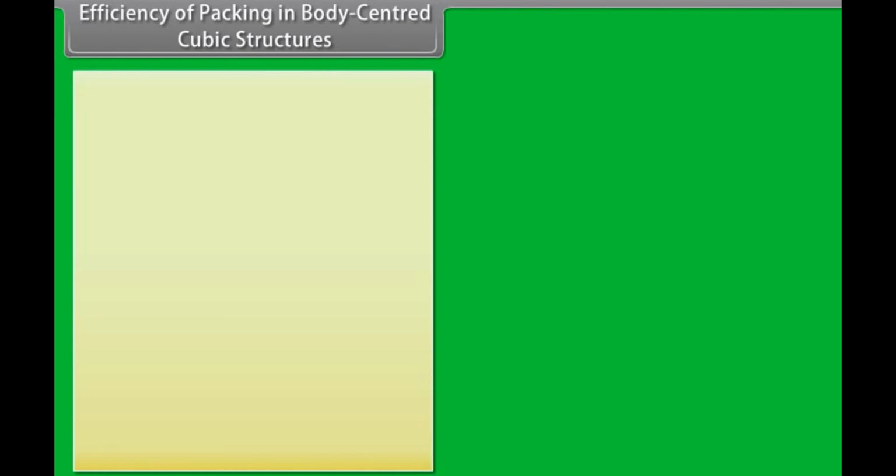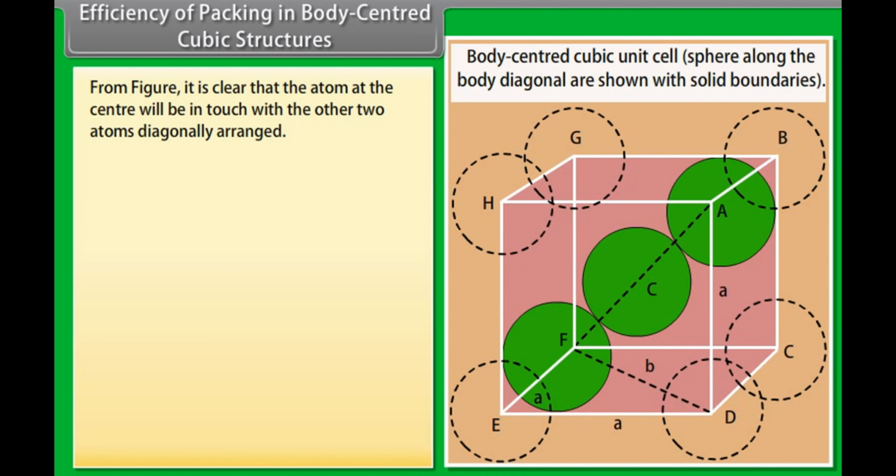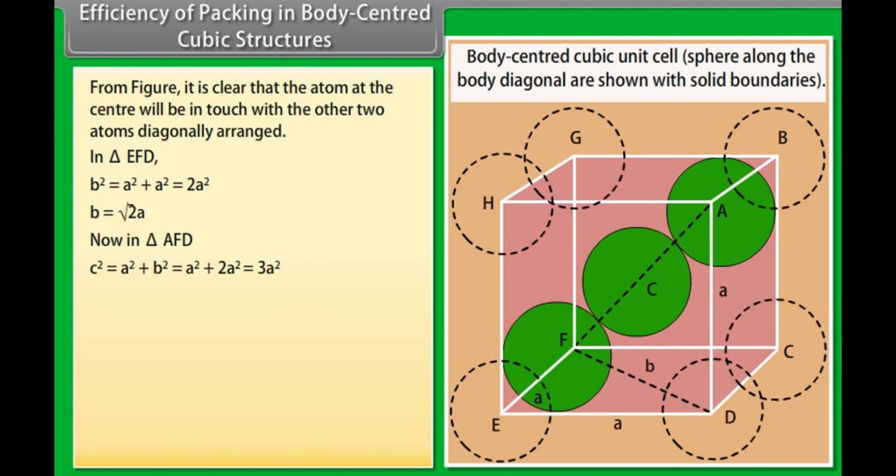Efficiency of packing in body-centered cubic structures. From the figure it is clear that the atom at the center will be in touch with the other two atoms diagonally arranged. In triangle EFD, b² is equal to a² plus a², which is equal to 2a². b is equal to √2 a. Now in triangle AFD, c² is equal to a² plus b², which equals a² plus 2a², which equals 3a². c is equal to √3 a.